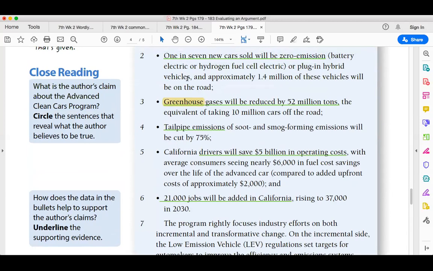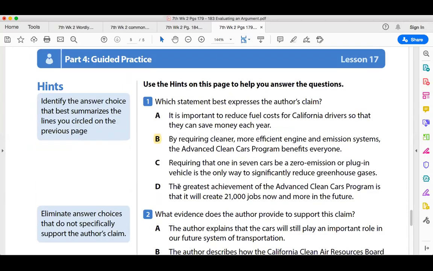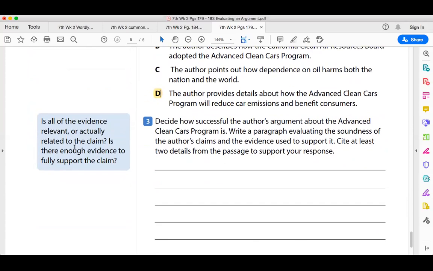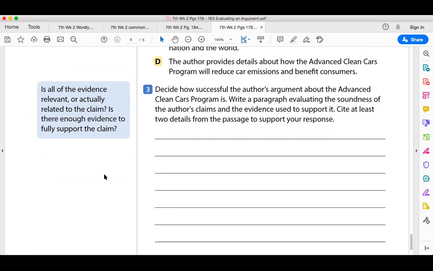So that's how things are going to be reduced and consumers, us, people, will benefit. The correct answer was D. Now, look at this one. Is all the evidence relevant, actually related to the claim? Is there enough evidence to fully support the claim? Decide how successful the author's argument about the Advanced Clean Car program is.